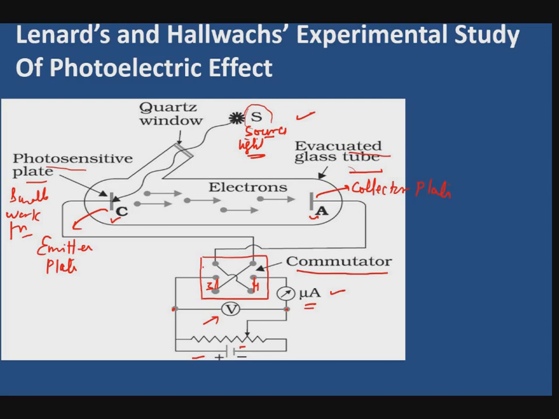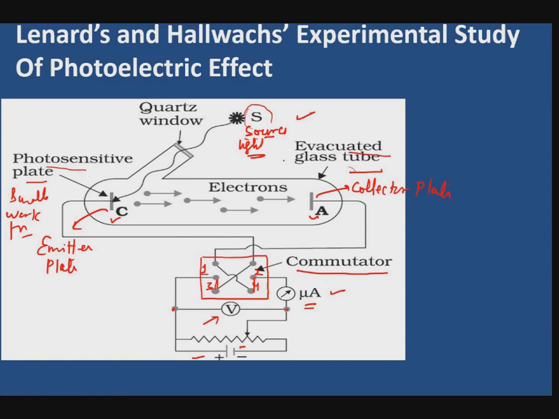However, if we close just 1 and 2, then 1 and 2 will make A positive, C will be negative. If I close 3 and 4, then A will be negative and C will be positive. So we can change the polarity by closing these special keys, which are called a commutator, right? So by moving the jockey, we can change the voltage, and accordingly we can find out the current.